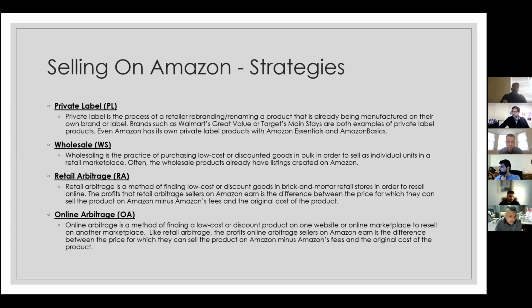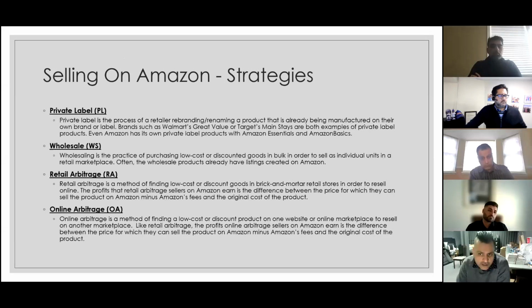Then you have retail arbitrage and online arbitrage. This method is used when a third-party seller sources a product from a big box store such as Walmart, Target, Best Buy, etc. The difference between retail and online is one method is actually going to the store and the other one is shopping online. Here's a quick example of an online arbitrage product.